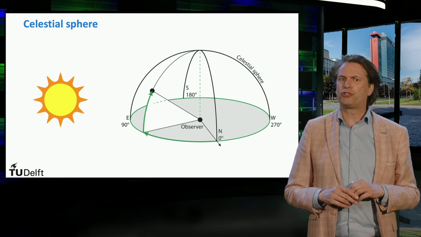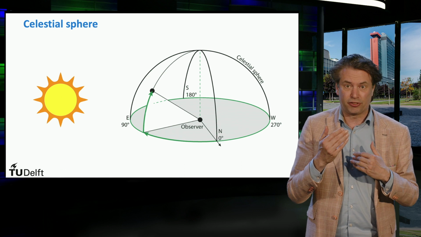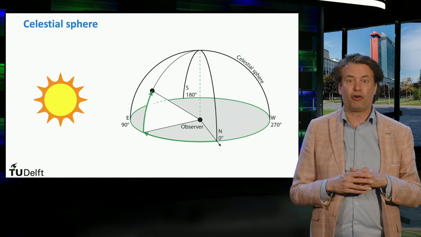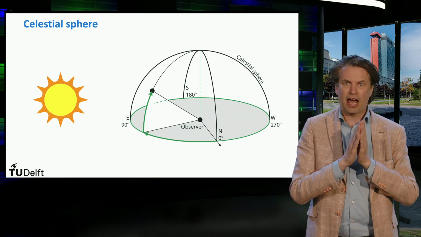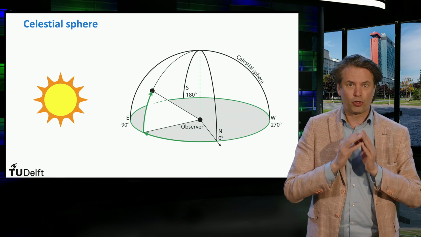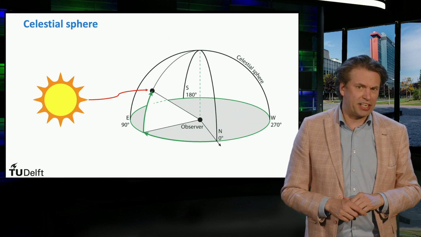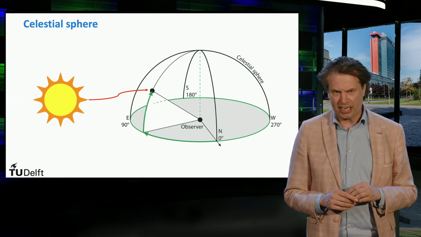It's very important to note that because the distance of celestial objects in general, and the sun in particular, is much larger than the radius of the Earth, we can consider the observer and the center of the Earth coincident. This sphere is called the celestial sphere, and this point is the position of the celestial object.